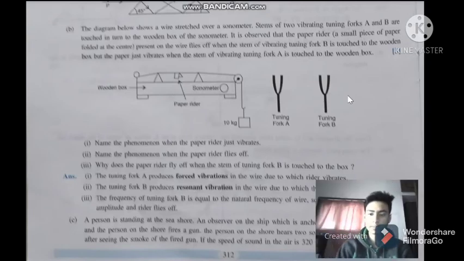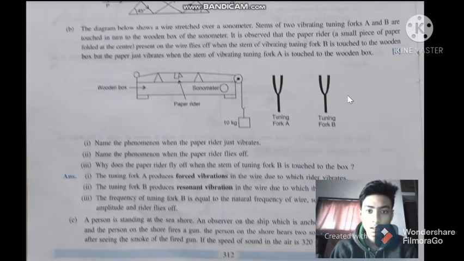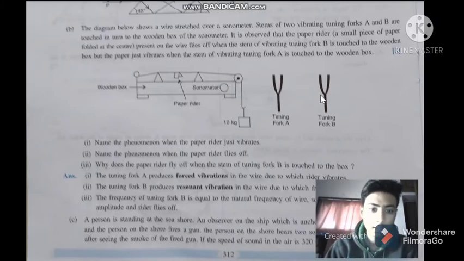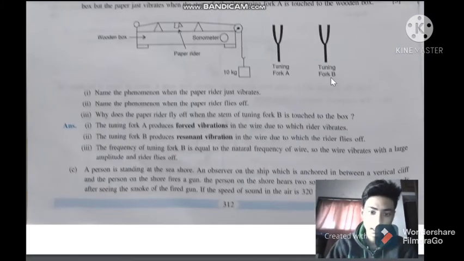Now in this question number B, we are given that the diagram given below shows a wire stretched over a sonometer. Stems of two of the vibrating tuning forks are touched to the wooden box of the sonometer. It is observed that the paper rider present on the wire flies off from the stem of tuning fork B when touched to the wooden box, whereas the paper just vibrates when the stem of the vibrating tuning fork A is touched to the wooden box. So this phenomenon, what is this phenomenon?